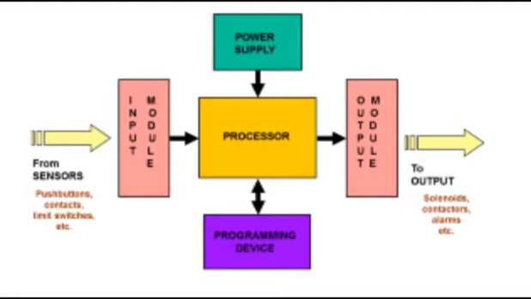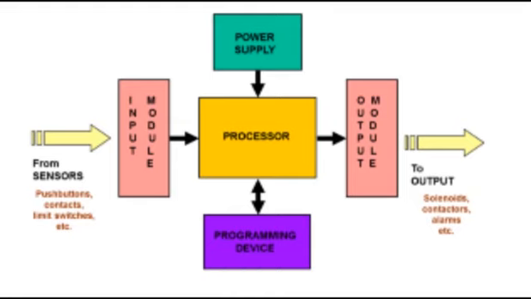The input module is the module where all input devices such as buttons, contacts, limit switches, sensors, and etc. are connected, and the signals from the input devices are sent to the processor. The processor will manipulate and send the data signal to the output module, which will cause the output devices such as solenoids, contactors, relays, buzzers, and etc. to operate and energize.